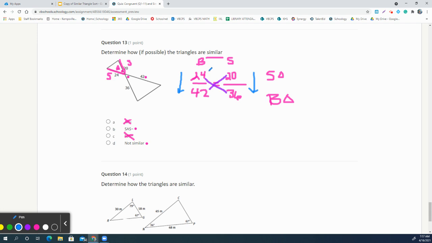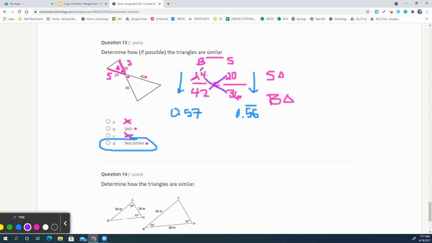24 divided by 42 gives you 0.57. And then do 20 divided by 36. That's 0.55 repeating. Are those the same? They're not. So these are not similar.